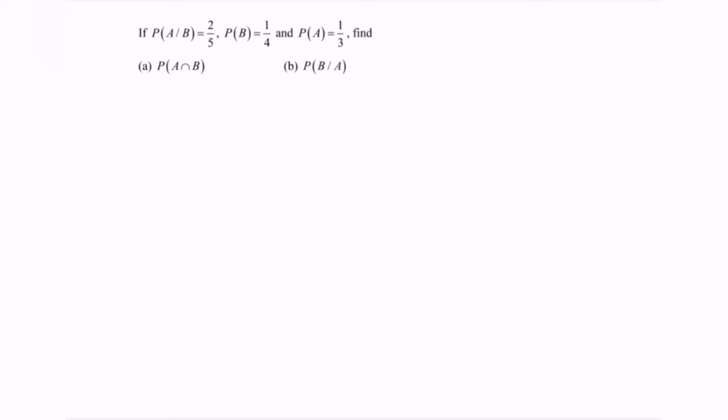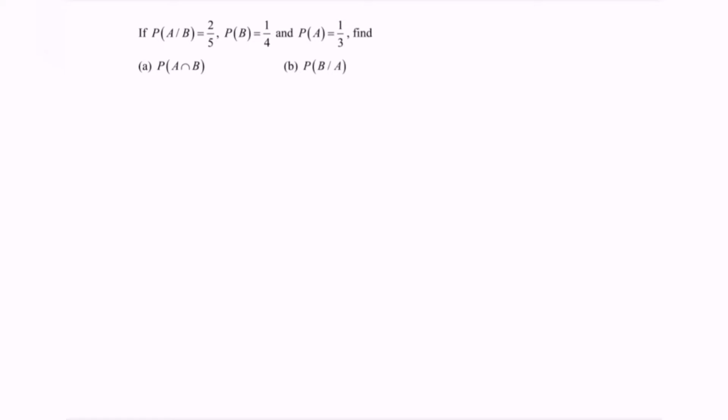In this video, I'm going to discuss the example for probability. If we have the probability of A given that B has occurred equal to 2 over 5. Second, we have the probability of B equal to 1 over 4. And the third one, we have the probability of A equal to 1 over 3. Find A intersect B. Next, the probability of B given that A has occurred.